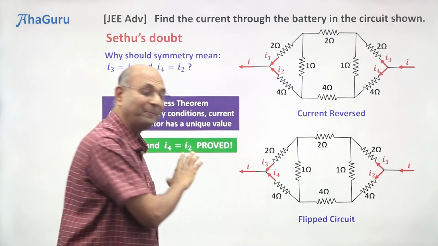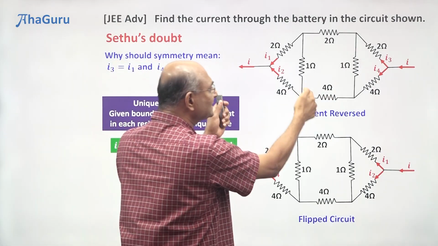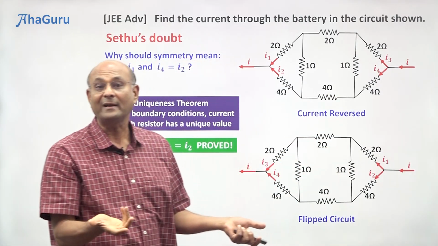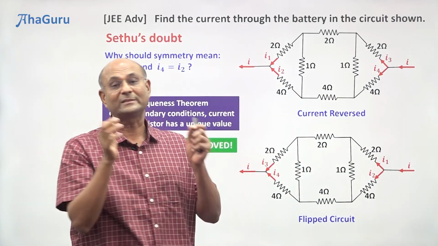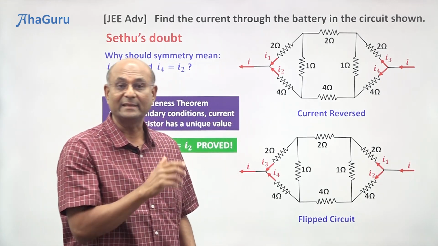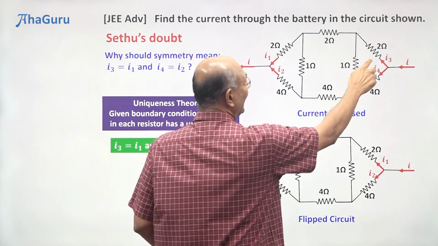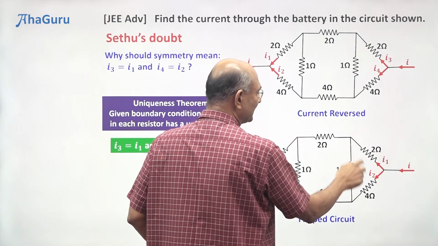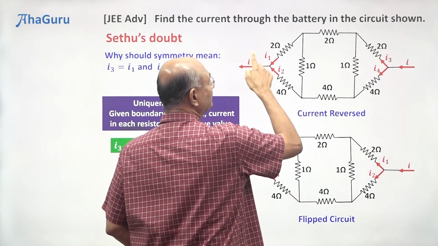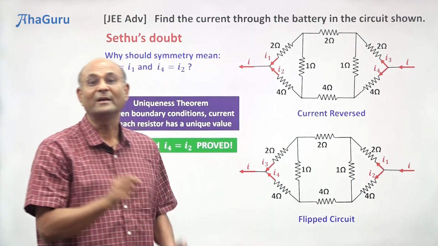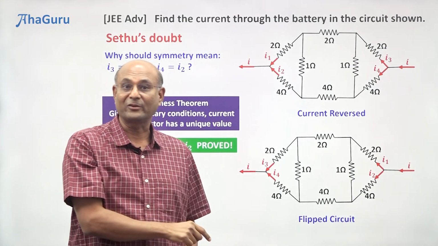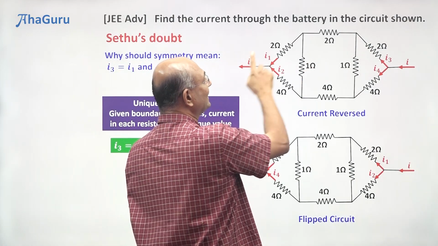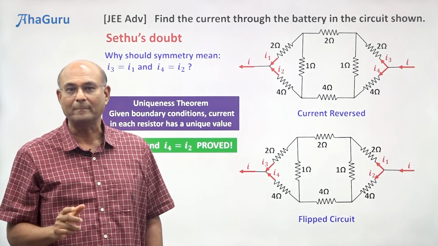Because when you flip it and when you reverse the current, they cannot be different. Because the circuit is symmetric, it looks exactly the same. And if it looks exactly the same, that means I3 must be I1, I4 must be I2. That's why for symmetric circuits, you can quickly conclude that these currents must be equal.